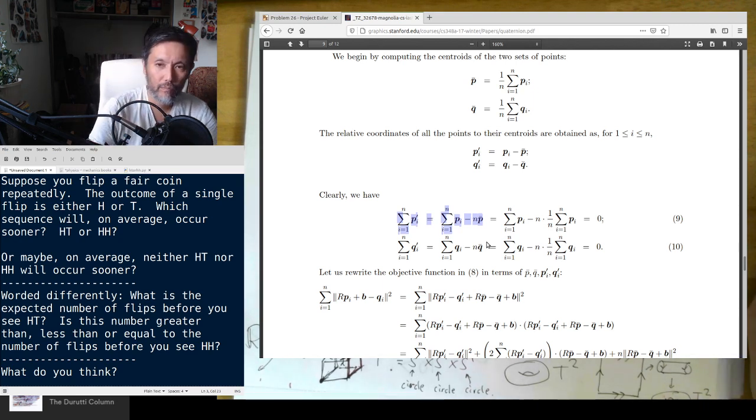So pi prime for every i is pi minus the centroid, p bar. So they are simply substituting. Oh, this is kind of confusing. So they're going to substitute pi prime with pi minus p bar.